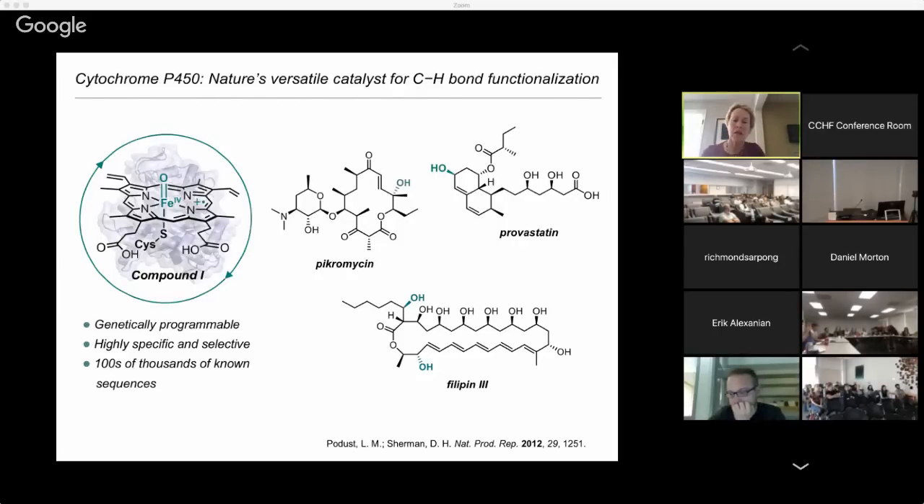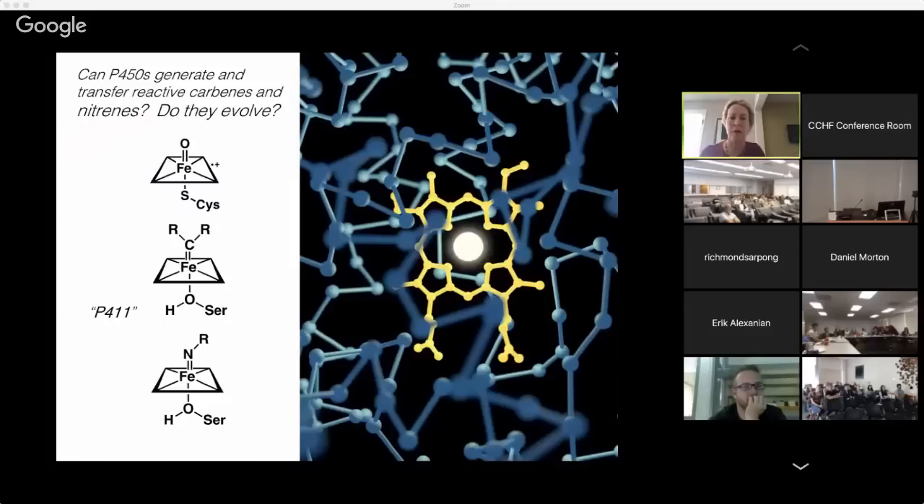It's found all over the biological world, and in fact, humans have collected the sequences of these. So by now, we know hundreds of thousands of cytochrome P450s that modify a vast array of different substrates, and I'll come back to that.